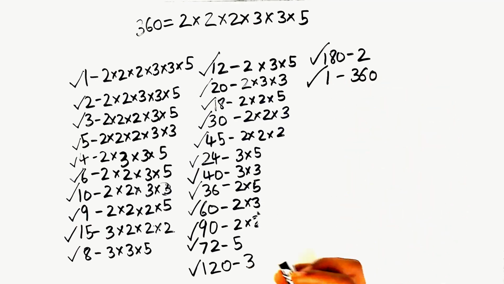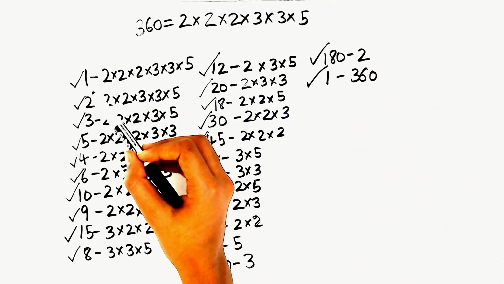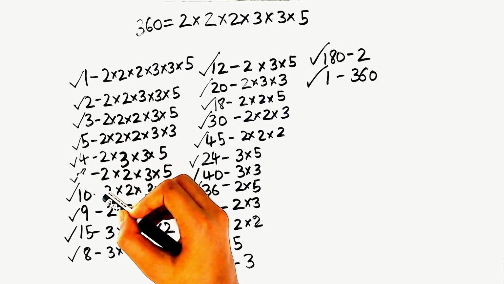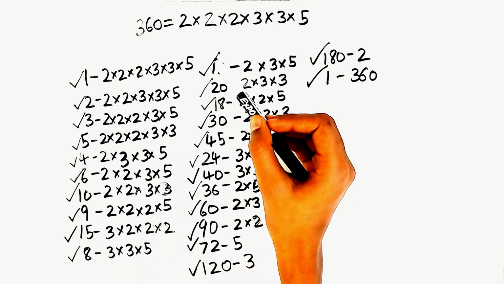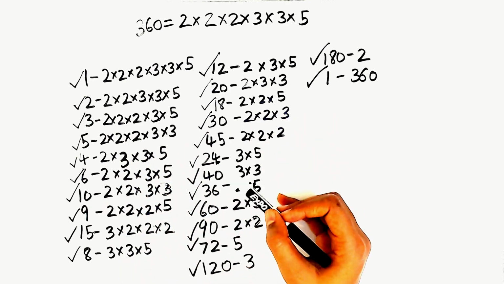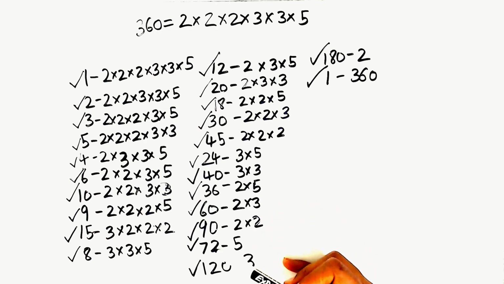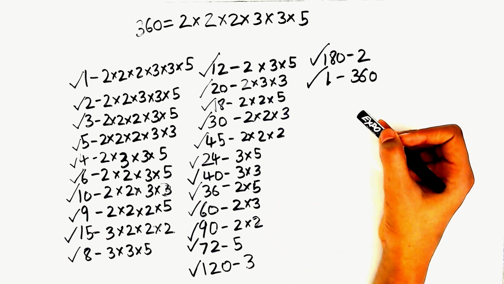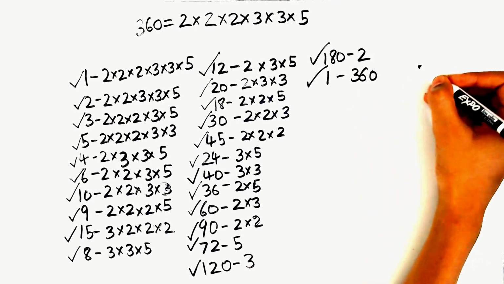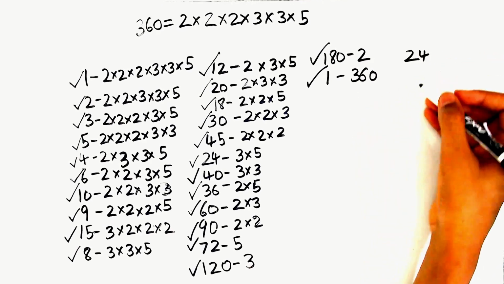So we're done. Now, let's count how many factors we have. 1, 2, 3, 4, 5, 6, 7, 8, 9, 10, 11, 12, 13, 14, 15, 16, 17, 18, 19, 20, 21, 22, 23, 24. So here we have 24 factors.